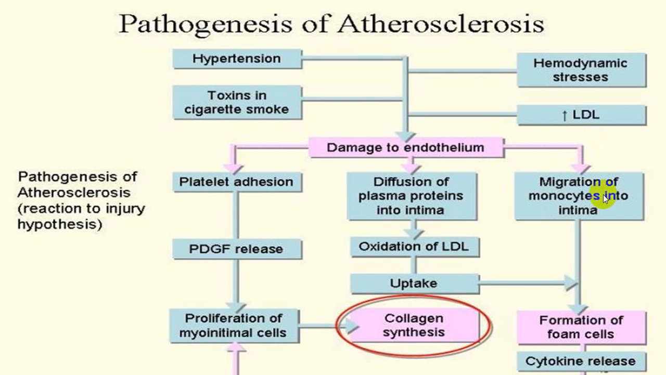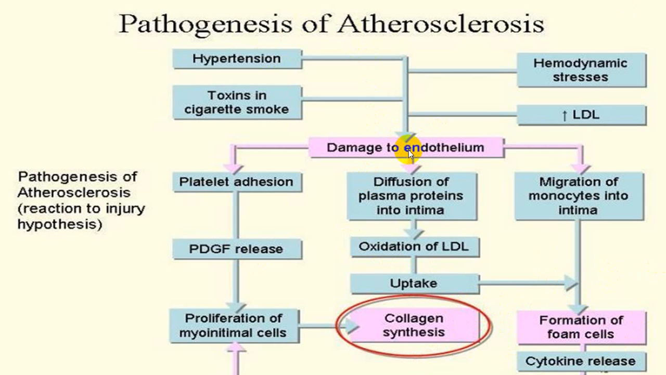Damage to the endothelium will give rise to migration of monocytes into the intima, which will have increased levels of lipids, which we call foam cells, and these foam cells will give rise to proliferation of myointimal cells and collagen synthesis. There will be diffusion of plasma proteins into the intima, oxidation of LDL, and that will be picked up by these monocytes, giving rise to foam cell formation, and this entire process gives rise to what we call an atheromatous plaque.